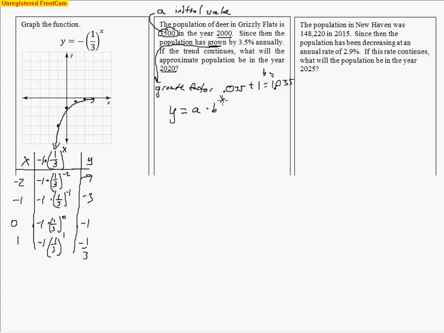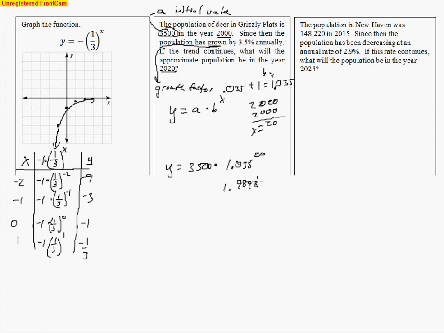Now x is the number of years. So we're going from 2000 to 2020. So when you do that subtraction, you end up with 20. And so this is going to be our x value. So let's go ahead and plug in the numbers. So 3,500, your initial value, times b, which is 1.035, all raised to the 20th power.